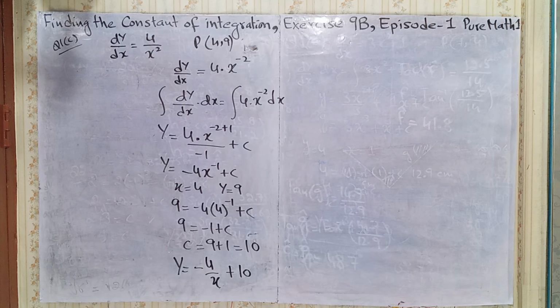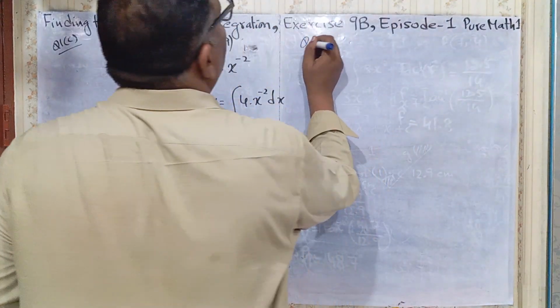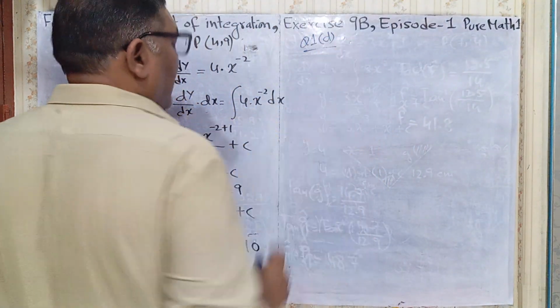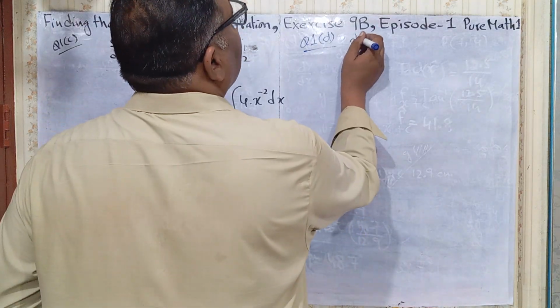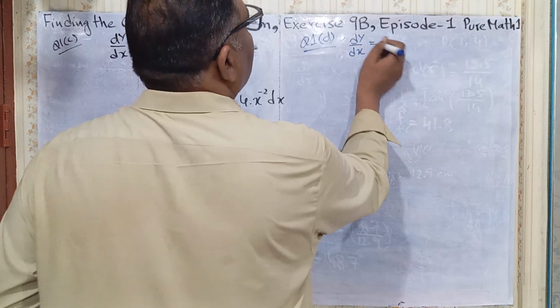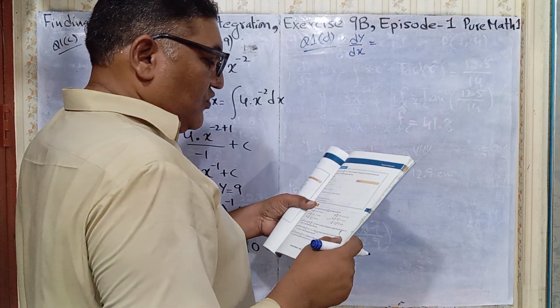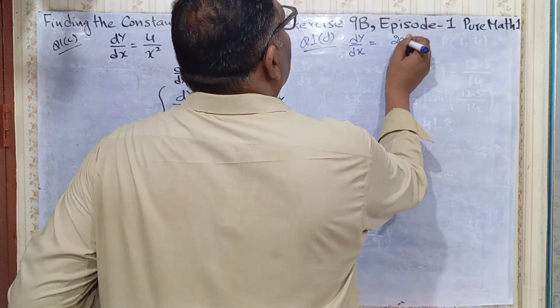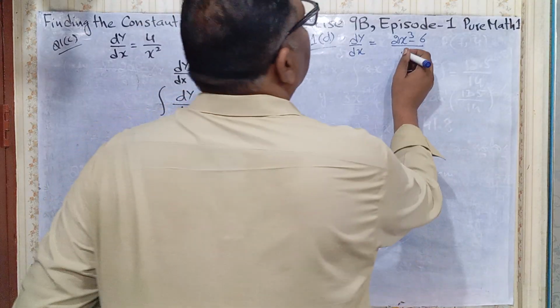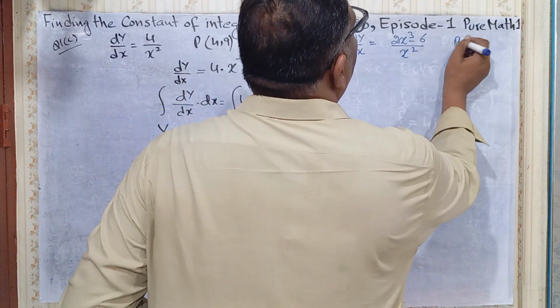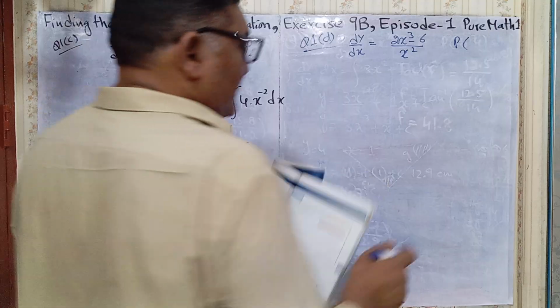Okay, now let's start the next one. The next question is question number 1, and its D part. The question number 1 and its D part is our question. He says dy by dx is equals to 2x cube minus 6 divided by x square. Okay, and the point P is 3 comma 7.